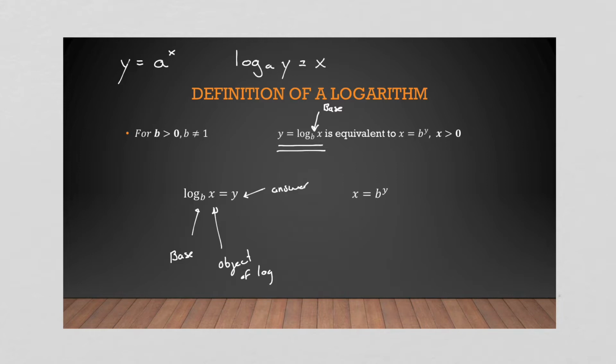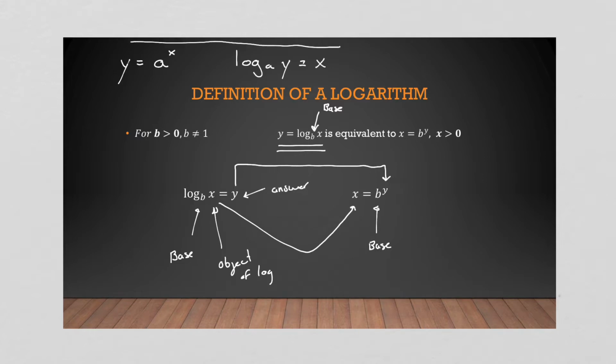So how does a log connect to an exponential? Well, the base of the log is the base of the exponential. So that's easy enough to remember. The answer of your log is the exponent of your exponential, and the object of your log is the answer of your exponential. So exactly how I switched these things around up here: the base of the exponential becomes the base of the log, the answer of the exponential becomes the object of the log, and then the exponent becomes the answer of the log.